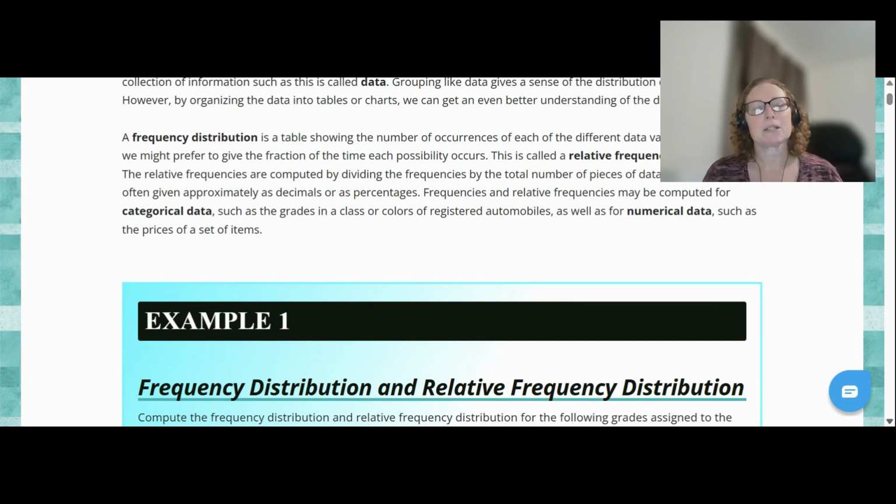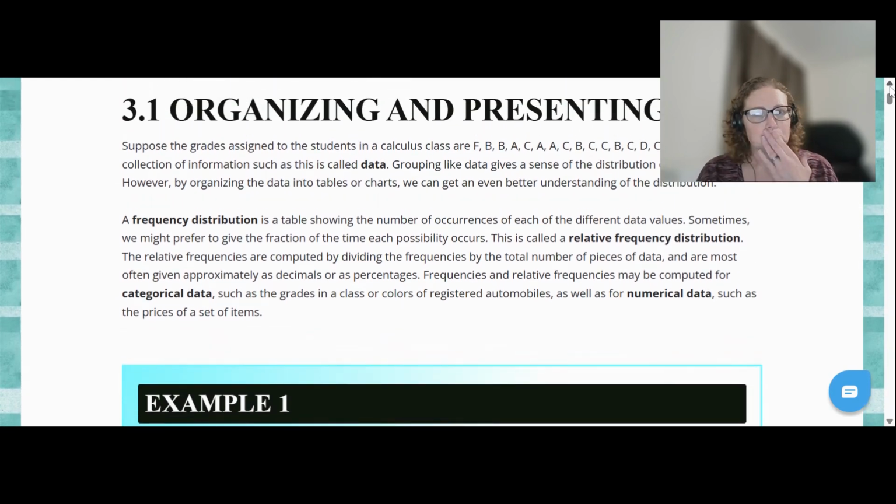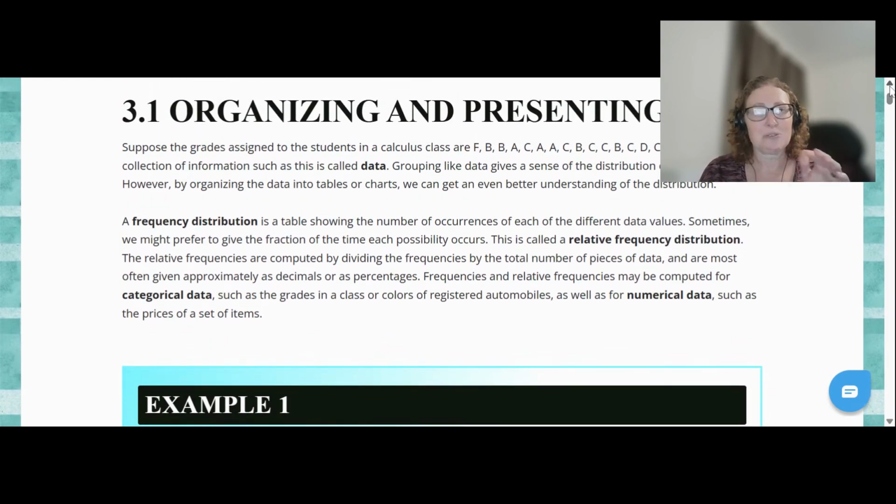Okay, so that means, for example, when we look at this list up here, how frequently did A's occur? How frequently did F's occur? And then from that, we can put it together and look at how they're distributed.